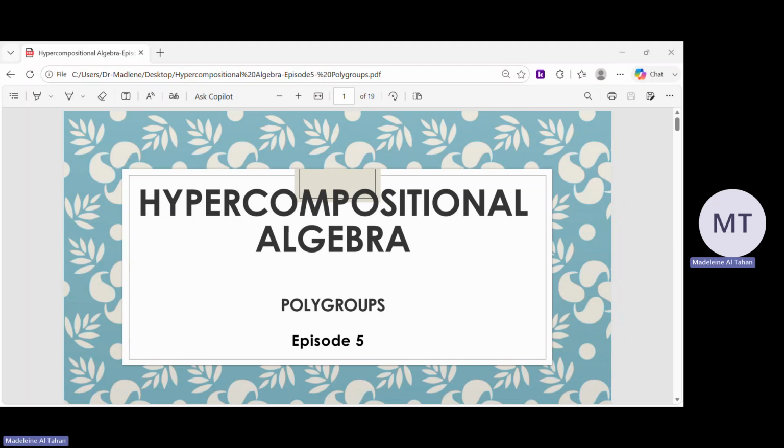In today's episode, we introduce one of the most important algebraic structures in hypercompositional algebra, the polygroup. Polygroups extend the concept of groups by allowing operations to produce sets of elements while still preserving an elegant algebraic structure. They play a central role in hyperstructure theory and have many connections with group theory, geometry, and other branches of mathematics. Let's get started.